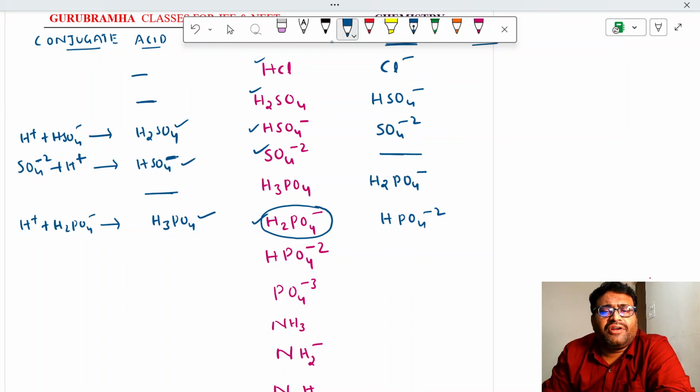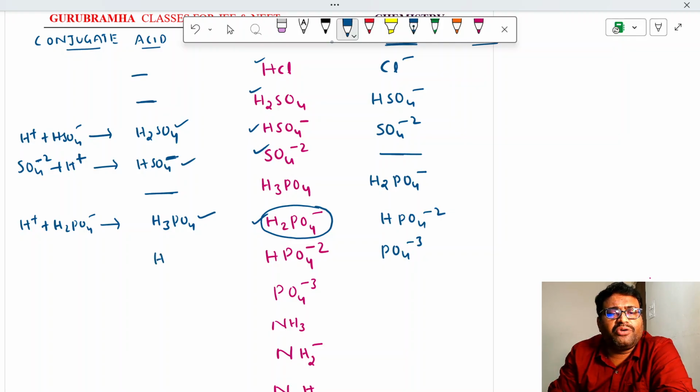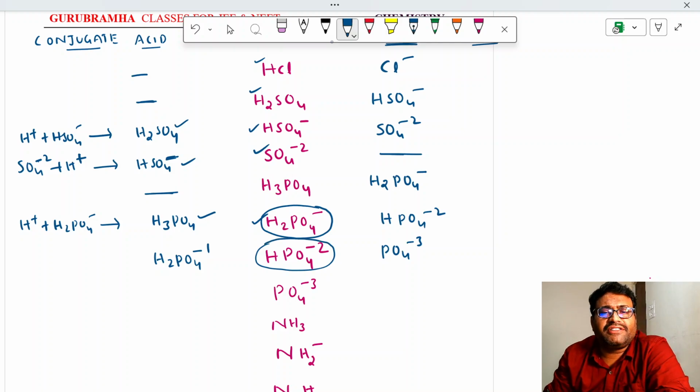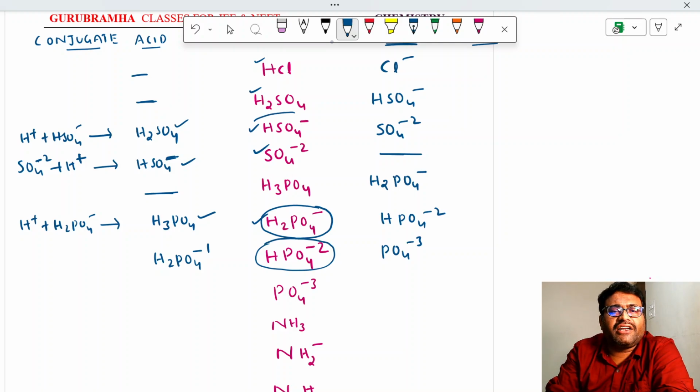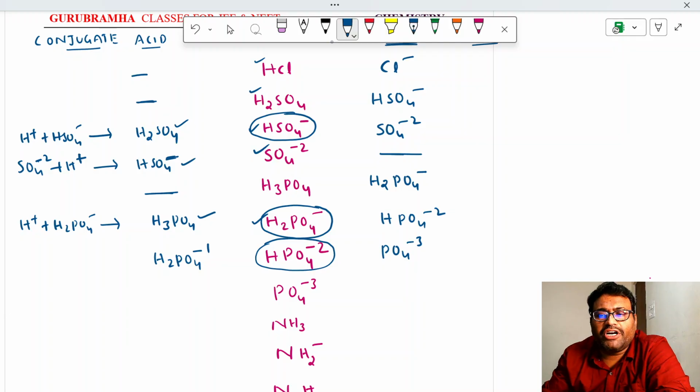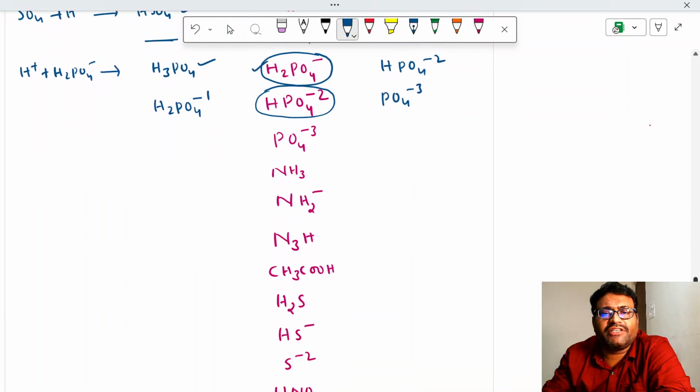Okay. Now let us see HPO4 minus 2. Yes, if you remove one proton, it can convert into PO4 minus 3. If you add a proton, it can convert into H2PO4 minus 1. So it can act as both acid as well as base. So here also it can act as both acid as well as base, you see.